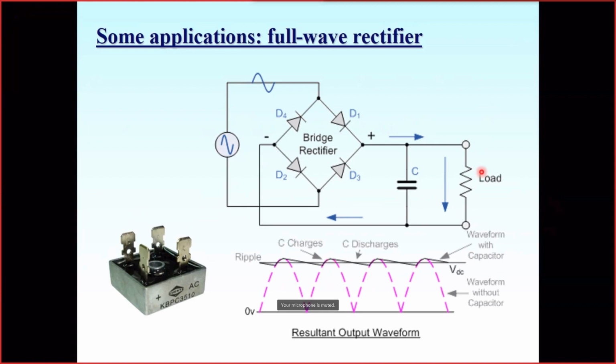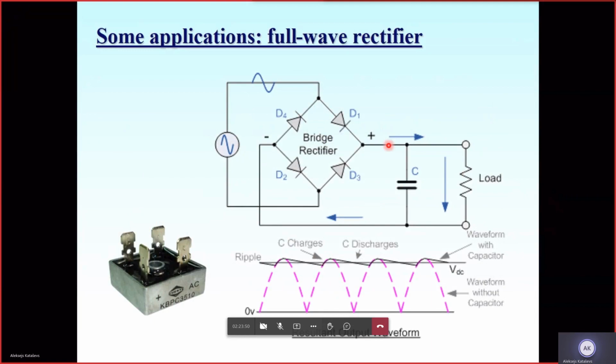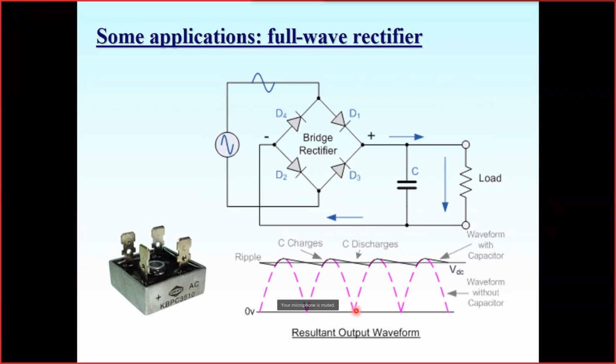Generally, if the input of the bridge rectifier is an alternating current, the output of the bridge rectifier is of one polarity, but a highly pulsating current. It pulsates. We name it full wave rectifier because both the negative semi-wave and the positive semi-wave of the initial voltage are converted to positive semi-waves.